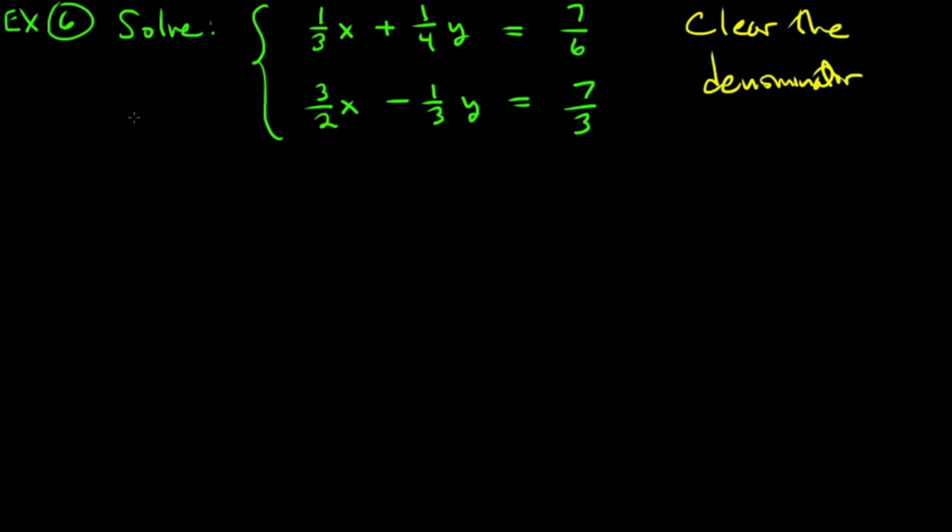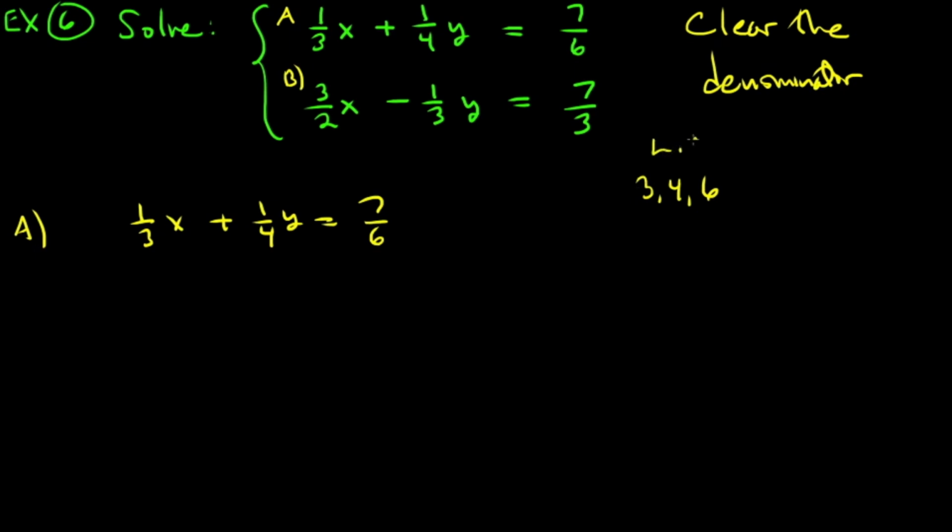So how do we do that? Let's look at equation A first. Equation A is 1 over 3 times x plus 1 over 4 times y is equal to 7 over 6. So the denominators are 3, 4, and 6. So what's the least common denominator out of 3, 4, and 6? The least common denominator is 12. I hope you can see that. So how did I get 12?